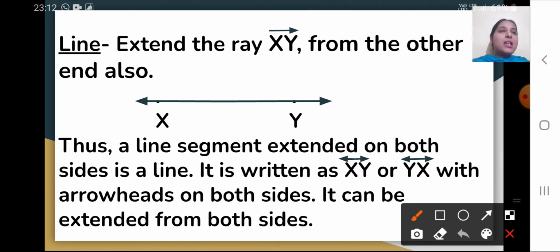Why from both sides? Because this is a line which can be extended from both sides. So this is a line, and we can name it as line XY or line YX.